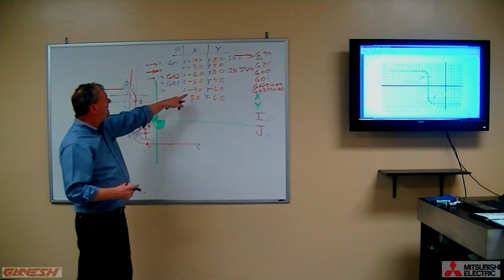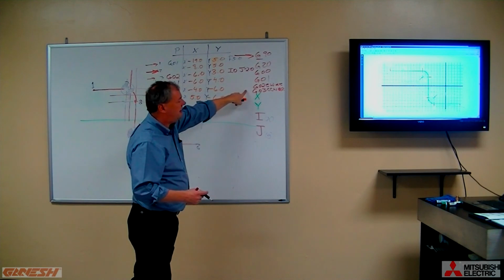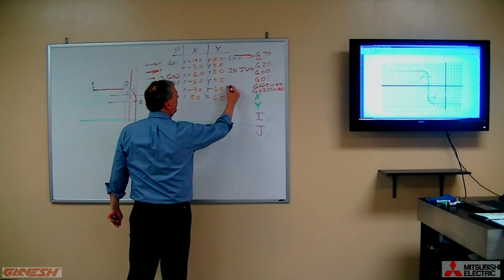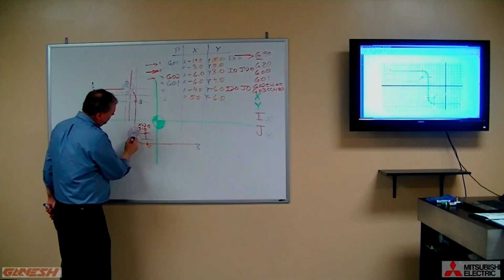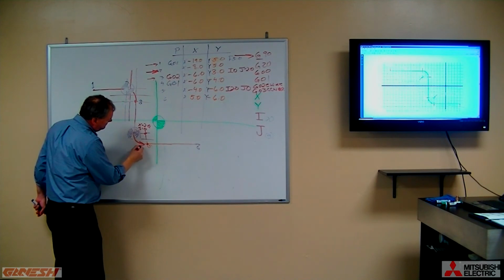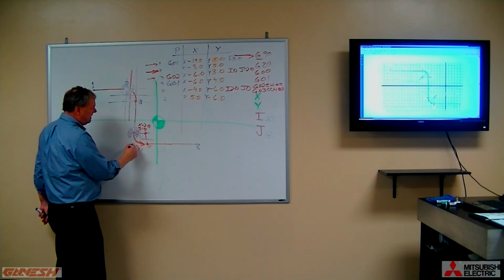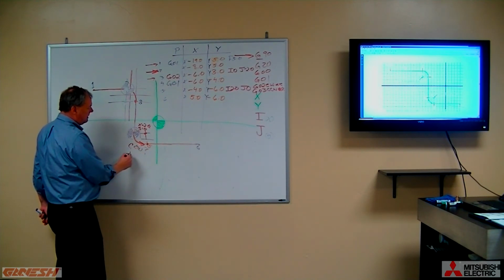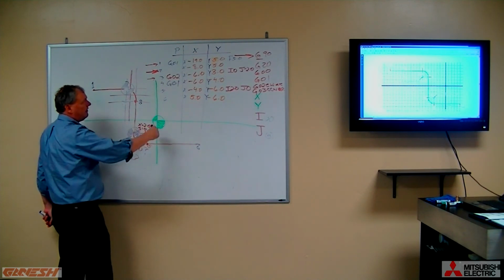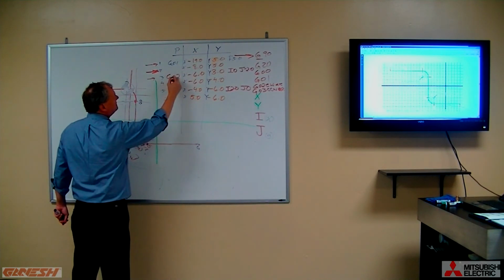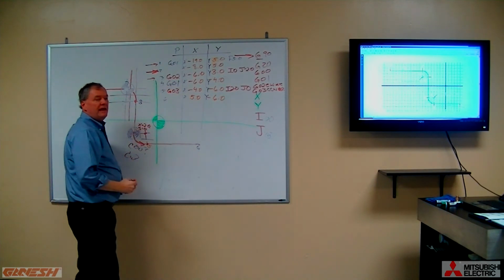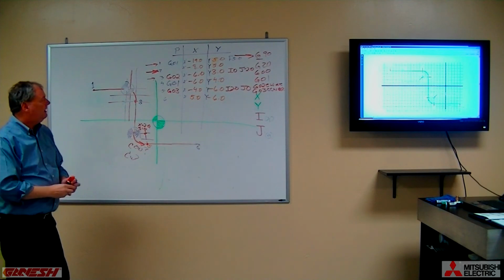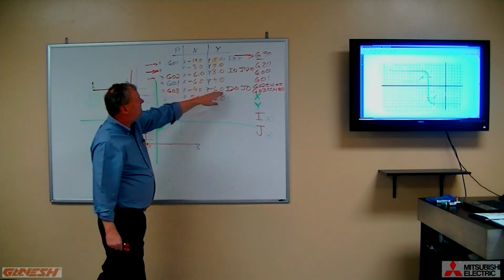So what do we got to say here? Instead of saying x 2.0, y 0, we say I 2.0, j 0. And what's the last thing we have to say? The last thing we have to say is, is it clockwise or counterclockwise? Well, this one is counterclockwise. So now, instead of saying G02, we simply say G03. And now we have a complete circular interpolation block.